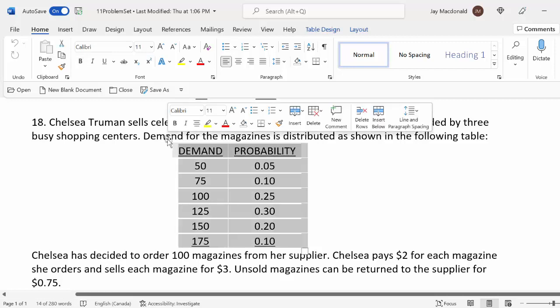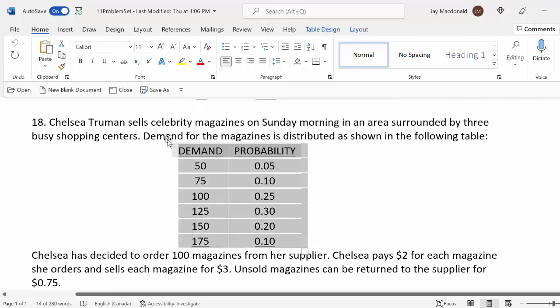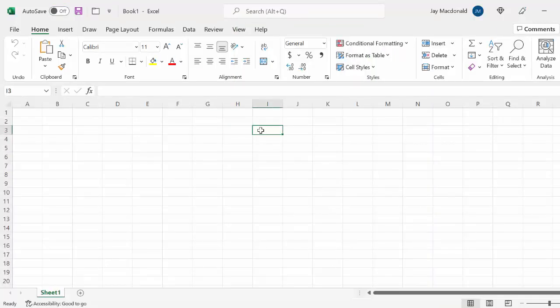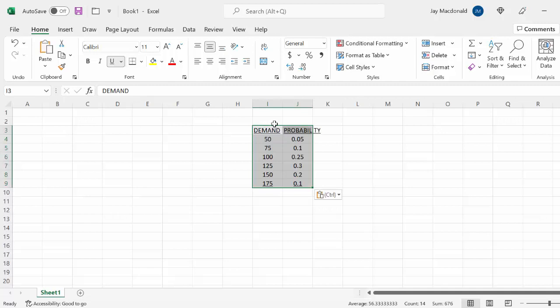let me just capture that. She's collected her demand over time, and she's worked out the probabilities for each. So how often does this occur? So let me just grab this here and pop this onto Excel. Okay, so I'll just pop this right here, and let me just make this a bit darker here. Okay, so let's take a look.